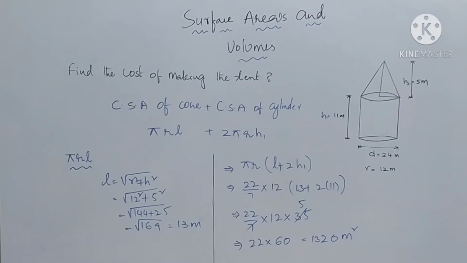Today we are going to discuss the remaining problems related to cone and the remaining exercise problems in 10.3. So this is our example 8. A tent is in the form of a cylinder surmounted by a cone.